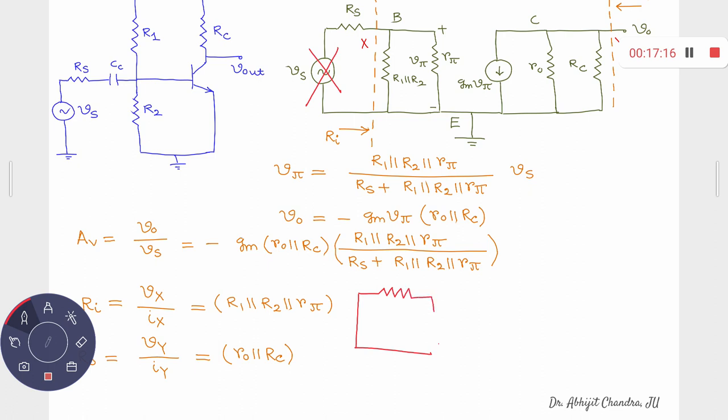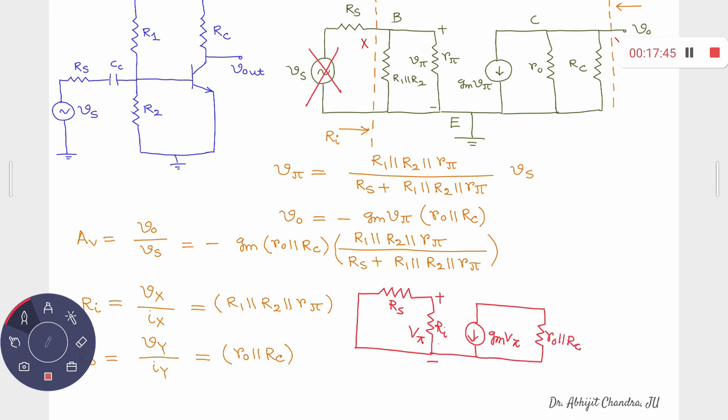That is the resistance RS. This one is r pi, and that voltage vpi. This one is gm vpi. And let me call this R0 parallel RC.